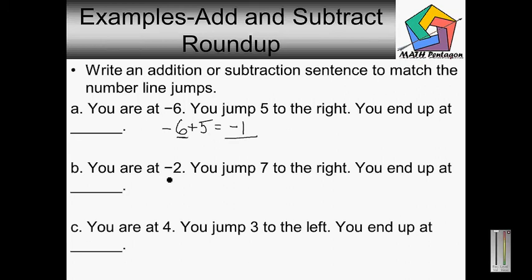Okay, our next one: you're at -2, so we start at -2, and we want to jump 7 to the right, so that's plus 7 since we're moving to the right. And we look at this, which number is greater? The 7 is, and it's positive, so our answer is going to be positive. We find the difference between 7 and 2, which is 5. So we end up at positive 5. So this is the final answer.